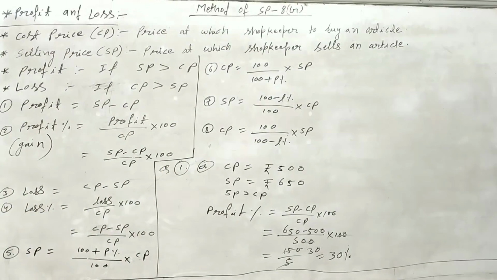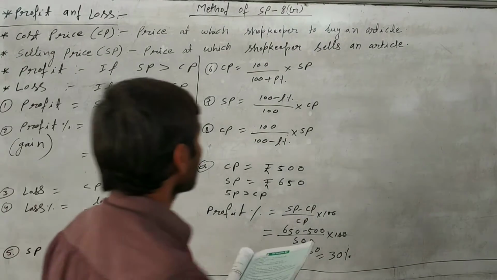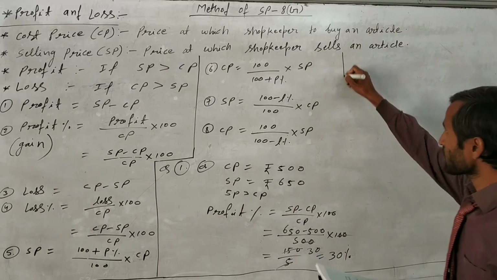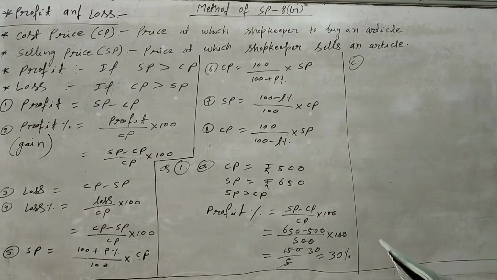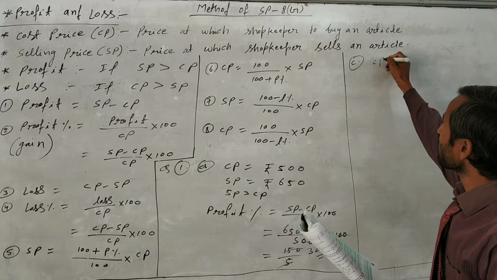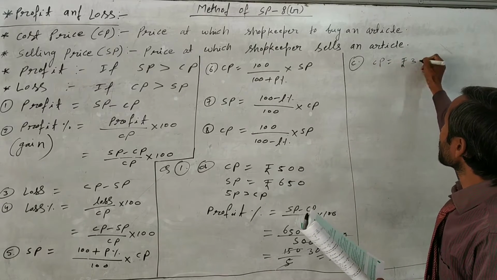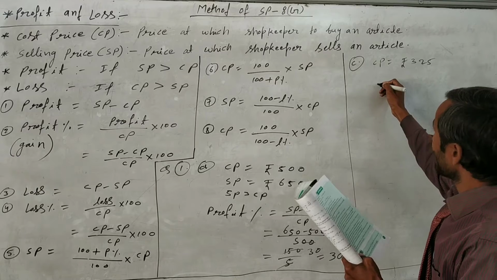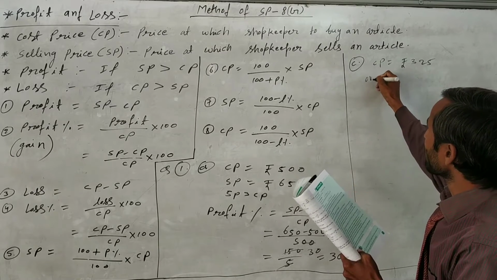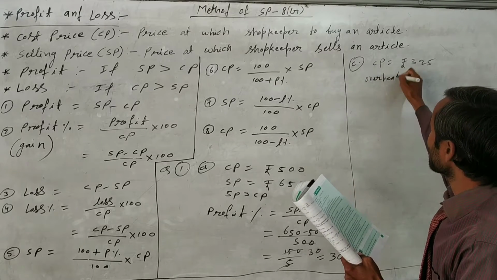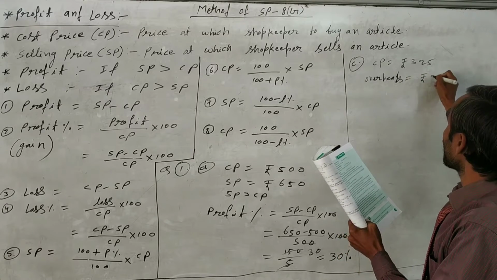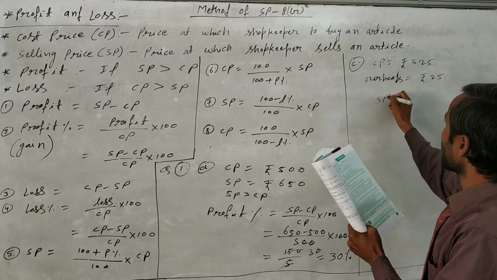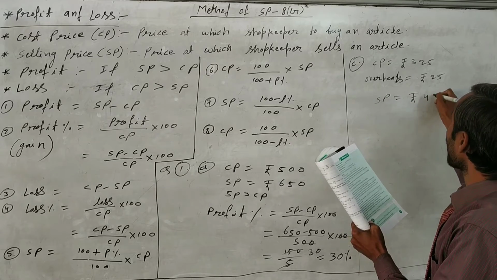Part B you can do yourself. Now in part C, question 1C, CP is given, rupees 325, and overhead expenses are also given. Overhead is rupees 25, and SP is given as rupees 490.